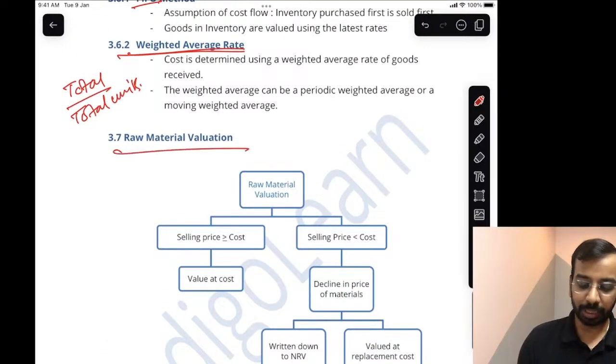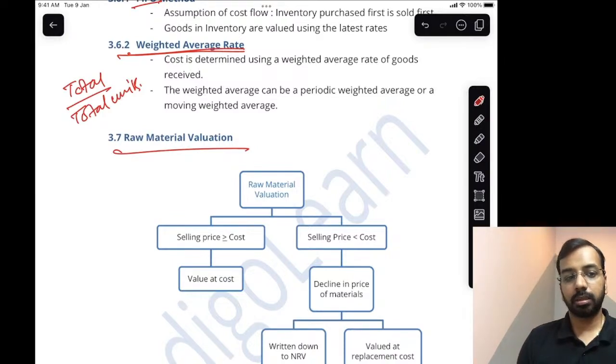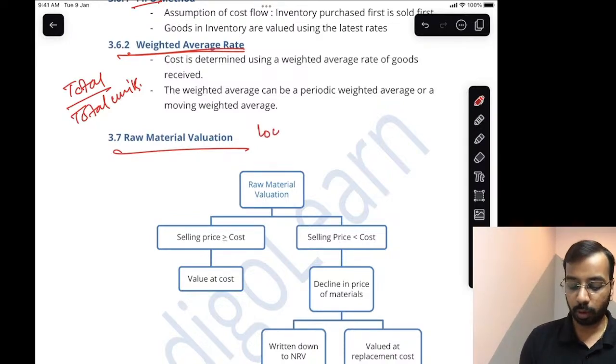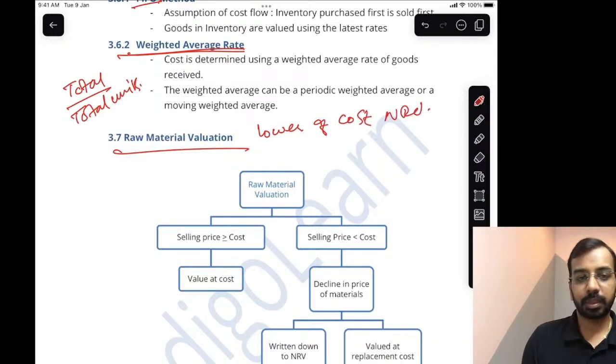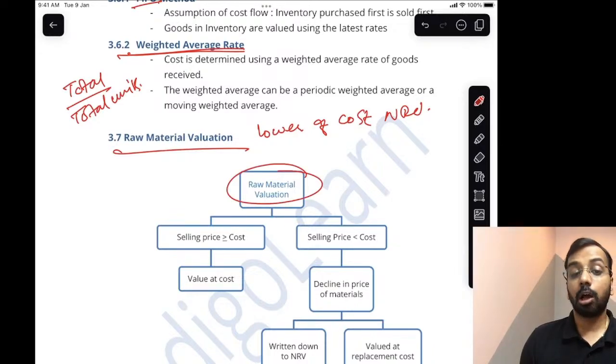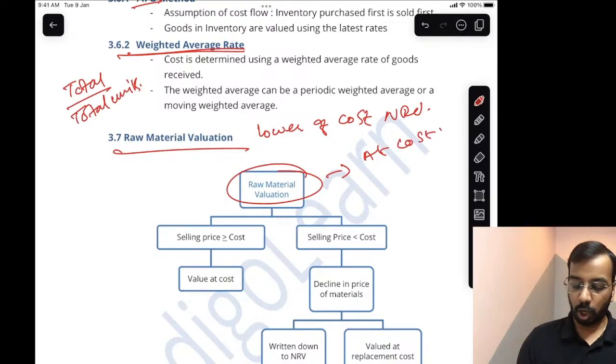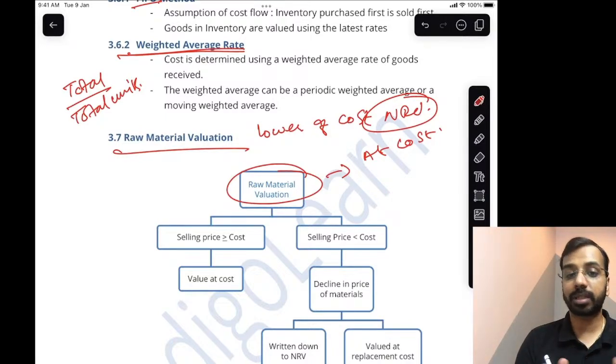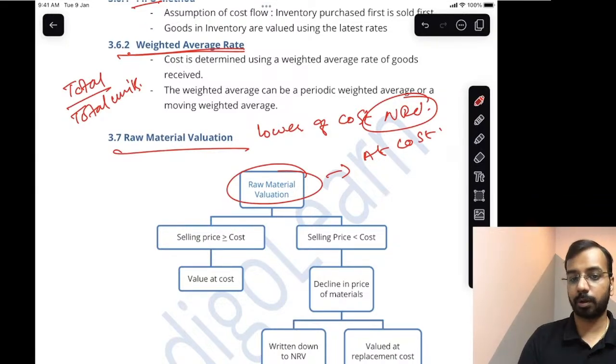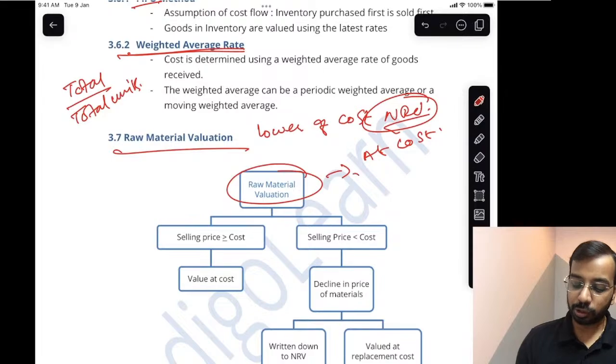Now, raw material. We have understood that the valuation of material is lower of cost and NRV. Right. Now, what the standard says is the raw material valuation will be at cost. Normally, raw material valuation will be at cost. Why not at NRV, or why not at lower of cost and NRV? See, raw material is not something that you sell. Raw material is something that you consume in the production process. So, you don't have NRV. So, you'll value at cost.